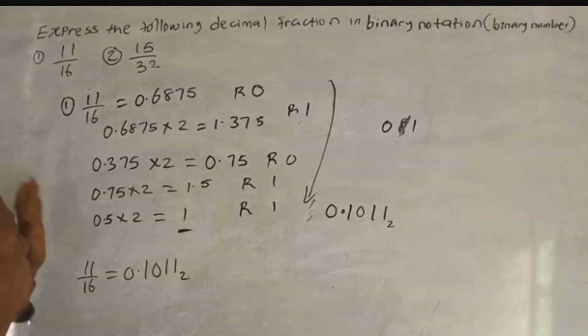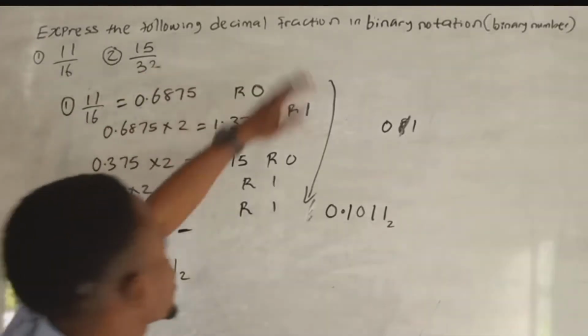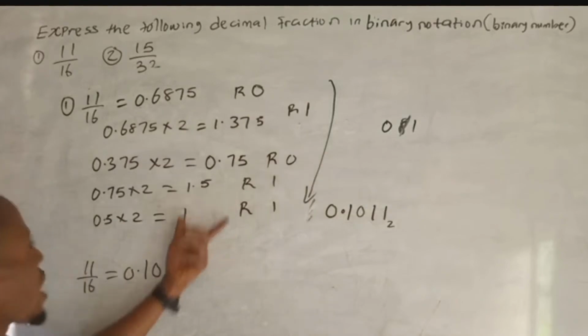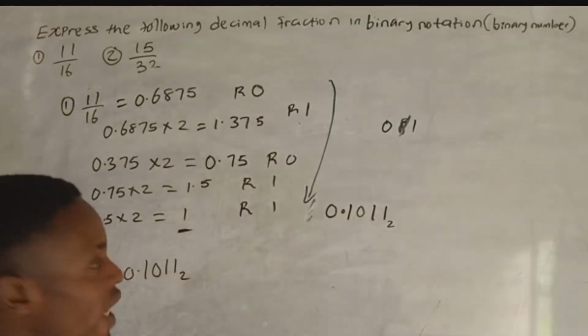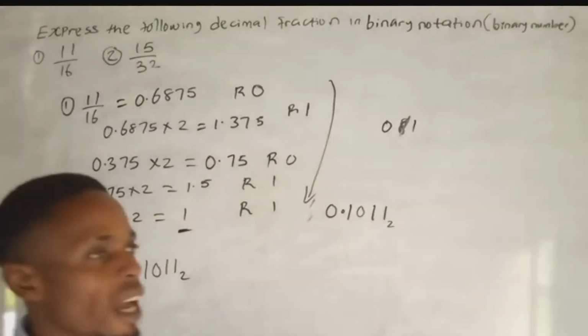So that is how you convert a decimal fraction to a binary number. That is how we solve it. I hope you understand the way I explained it.